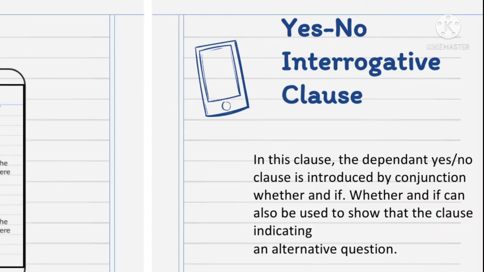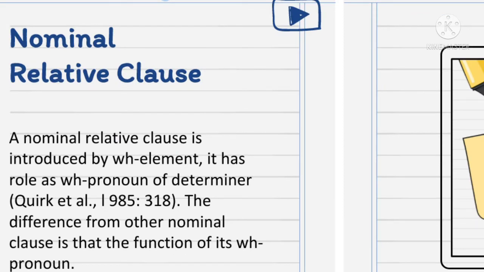WH-interrogative clauses may occur in several positions such as subject, direct object, subject complement, appositive, adjectival complement, and prepositional complement. Yes-no interrogative clause. In this clause, the dependent yes-no clause is introduced by the conjunctions whether and if. Whether and if can also be used to show that the clause indicates an alternative question. Nominal relative clause. A nominal relative clause is introduced by a WH element. It has a role as a WH pronoun or determiner. The difference from other nominal clauses is the function of its WH pronoun.